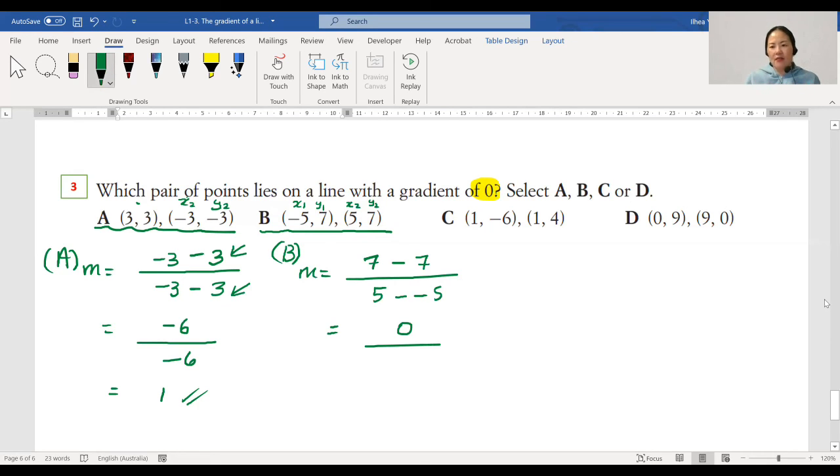What happens to negative? It creates a plus. Correct, because it's two negatives. Excellent, good girl. So 0 over, what is it? 10. Yeah, 0 divided by 10. It's a 0, isn't it? So it's going to be 0, okay?